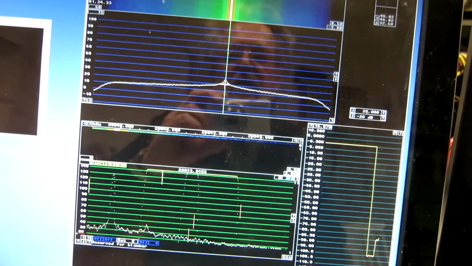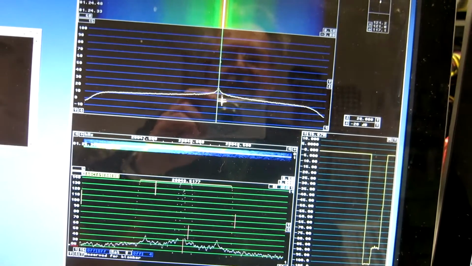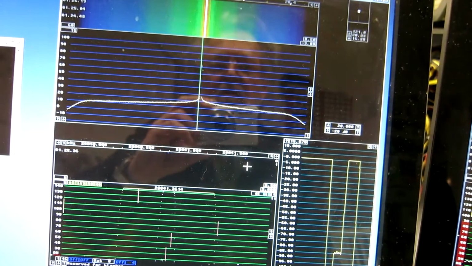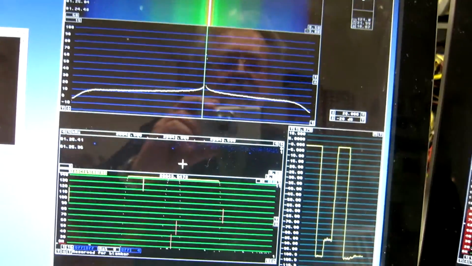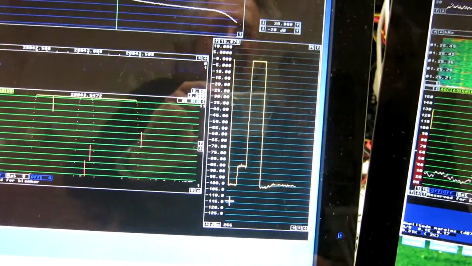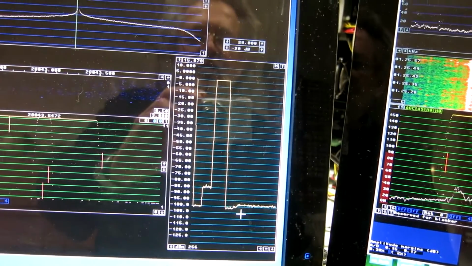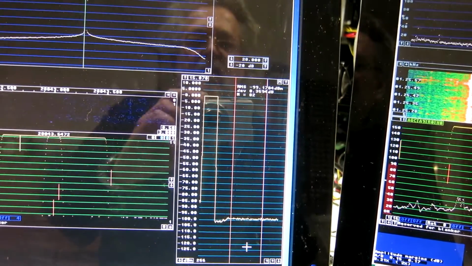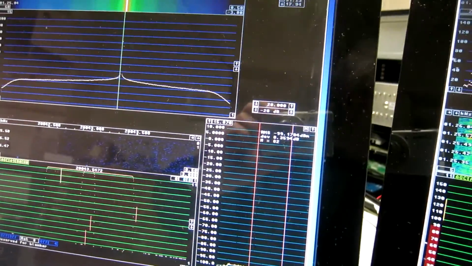Sorry, I have to remember where the signal is. That is 048, so I want 043. That's here. The bandwidth is 1 kHz, and 5 kHz away the noise floor I can see is like that, 99.2 dB below the carrier.